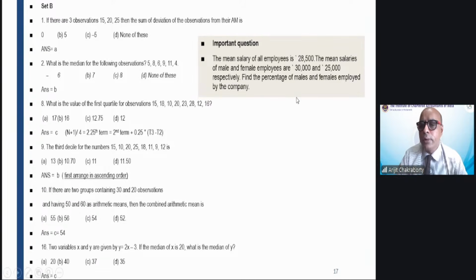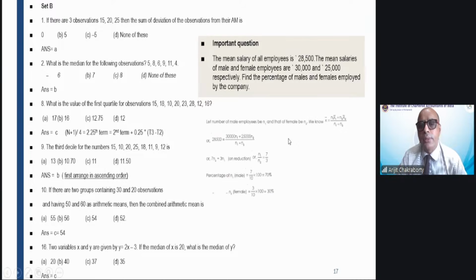Another important question related to our discussion: the mean salary of all employees is 20,500. The mean salaries of male and female employees are also given. That means two groups: one group of female employees and one group of male employees, and we have to find the percentage of males and females employed. It's just basic mathematics, based on the formula we have discussed and similar problems we have handled. You can try it out and you will get the percentage as 70-30.